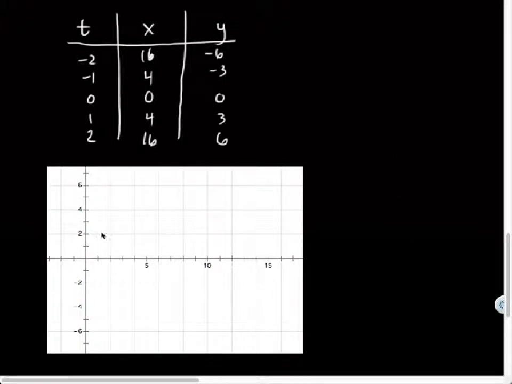So I've got my x and y's. Notice I chose my locations wisely. And not only am I plotting the x and y, but I've got to take t into consideration here, where I'm thinking of the movement of this object along this path. All right? So let's see. First point is over 16 down 6. So there's one point. That's where t equals -2. Then I've got over 4 down 3. So right there-ish. And t equals -1 there. And then I've got 0, 0.